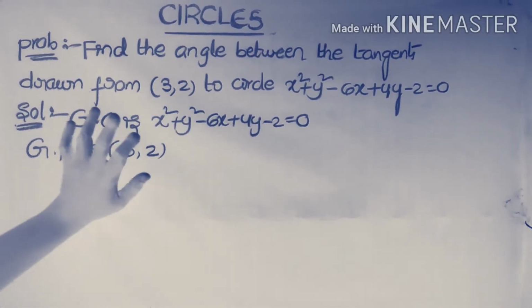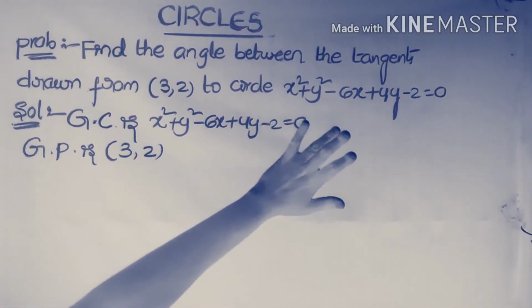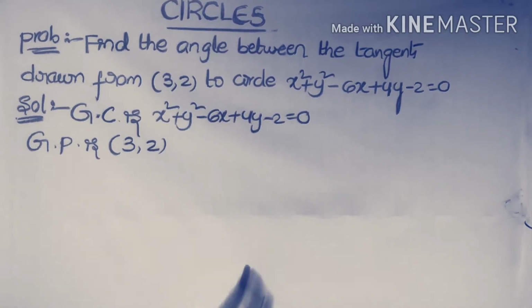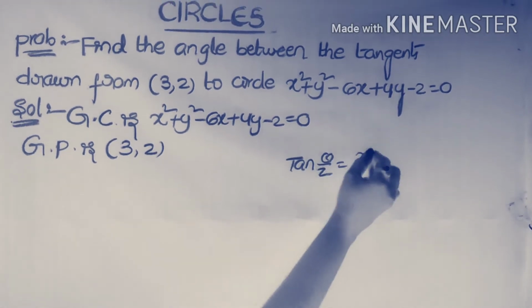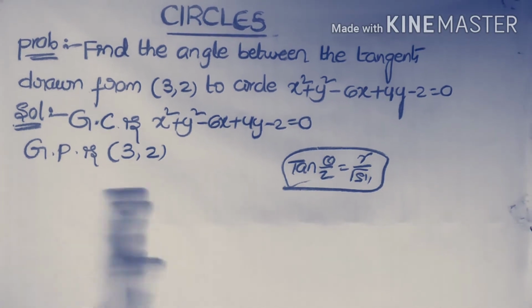Find the angle between the tangents drawn from (3, 2) to the circle x square plus y square minus 6x plus 4y minus 2 is equal to 0. Find the angle between the tangents. So we find the angle between the tangents by using the formula tan theta by 2 is equal to R by root S11. Now this is the formula to find the angle between the tangents.